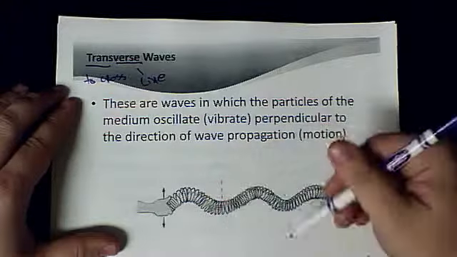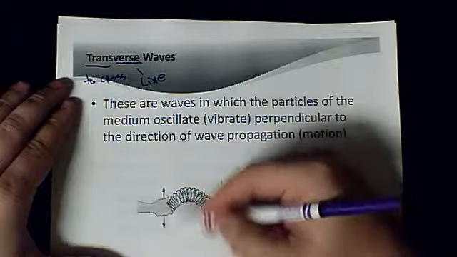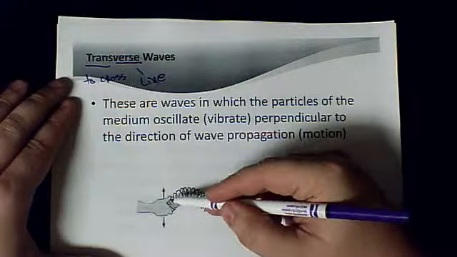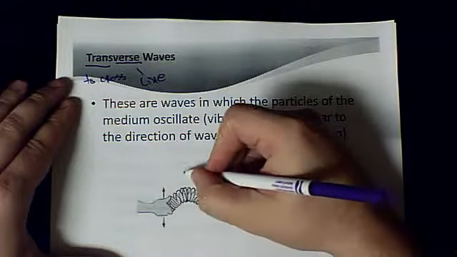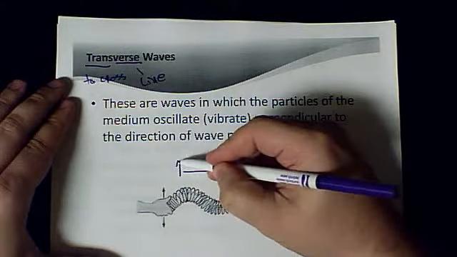These are called transverse waves because the particles of the medium move up and down. The wave itself moves this direction. So the wave is traveling this way, but the particles are going up and down.